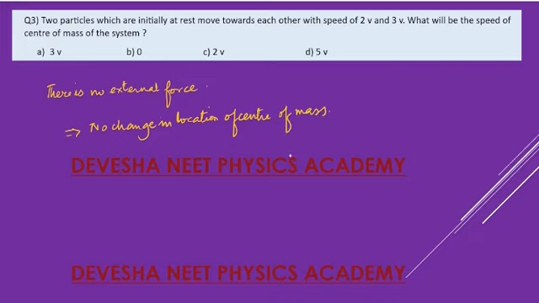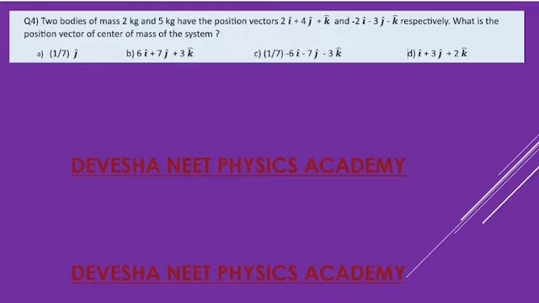If there is no change in location, then the speed, what is speed? Speed is the rate at which the center of mass is changing, right? Speed is equal to 0. If you look at the answer, we have one answer with value equal to 0. This will be the answer. Then the next problem.